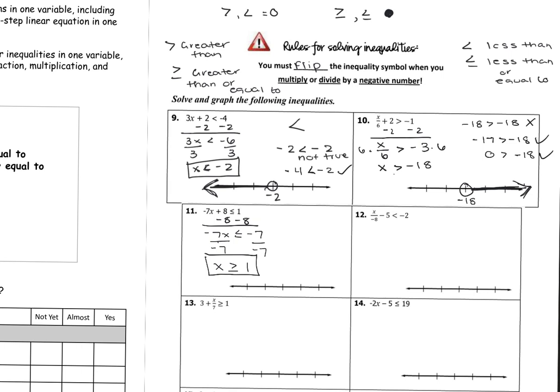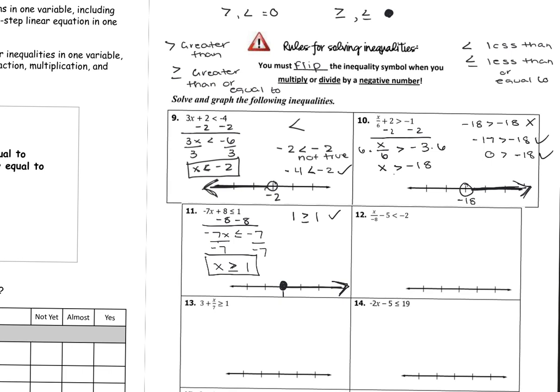All right, so since x is greater than or equal to 1, we're going to have a closed circle at 1 because 1 is included in the solution. If we plug in 1, we have 1 is greater than or equal to 1, which is true. Since we want those x values that are greater than 1, we're going to shade to the right. Again, we can use my inequality symbol as an arrow to show me that I shade to the right.